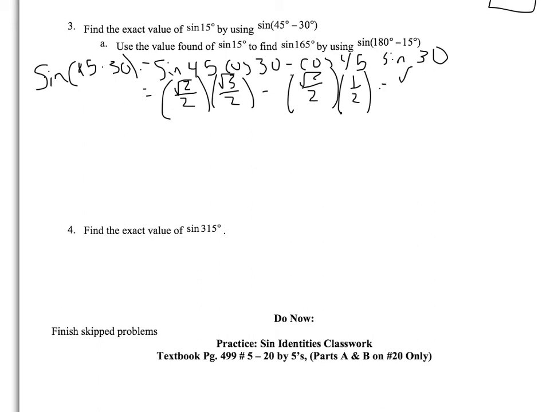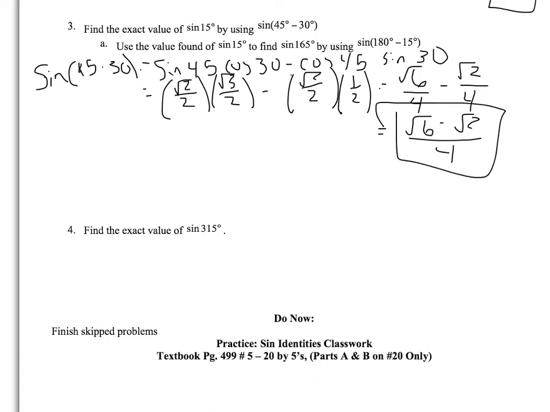Radical 2 times radical 3 is radical 6/4. Minus radical 2 times 1 is radical 2/4. As one fraction, this is radical 6 minus radical 2 over 4. So very similar to yesterday. Part A also says use the value of sine 15, what we just found, to find sine 165 using that difference identity. So it says take sine 180 minus 15. Plug in. Sine 180 cos 15 minus cos 180 sine 15.